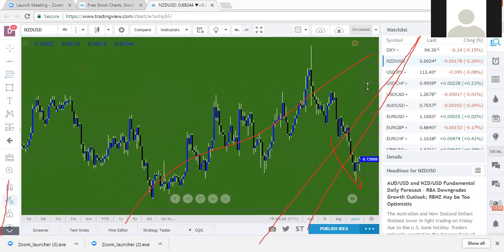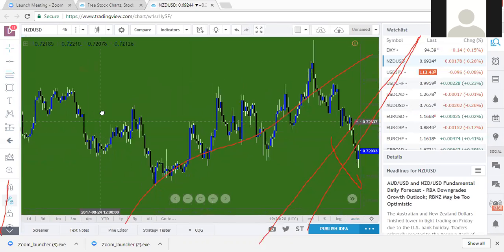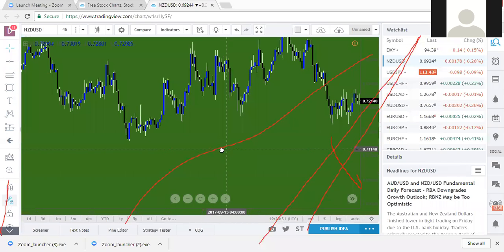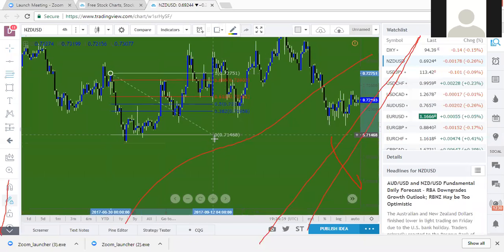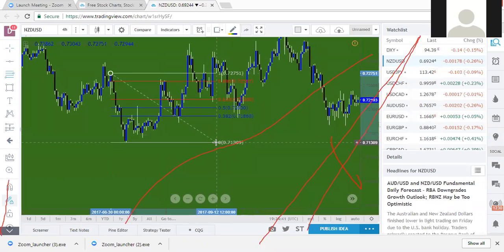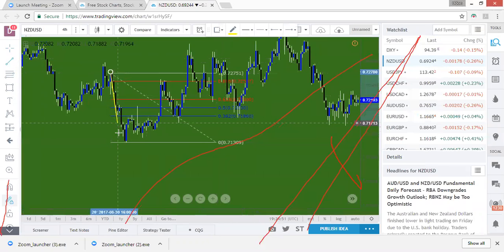All right, there we go. You can see that our impulse leg came down, X to A, XA, had price come back up and retrace to the 50%, didn't touch the 618.